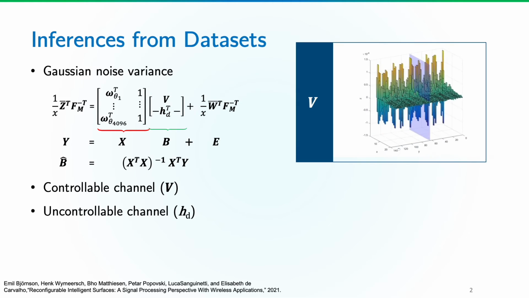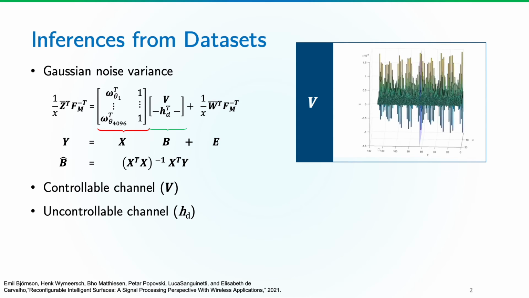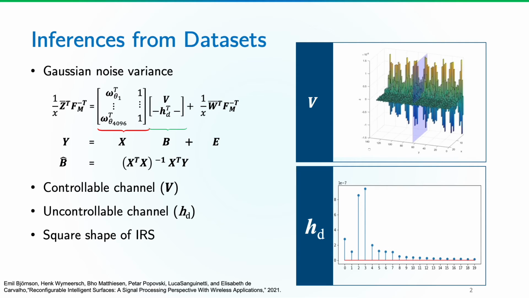We observe that each tap in B is periodic. This justifies the geometry of the IRS to be square-shaped. HD resembles a typical multipath fading channel, and its faithful representation is significant, especially for non-line-of-sight users. Thus, both B and HD should be estimated accurately.